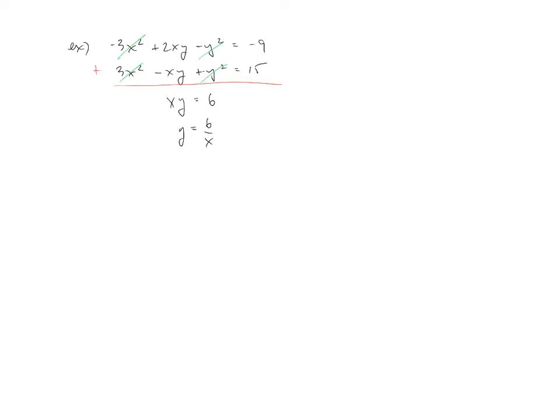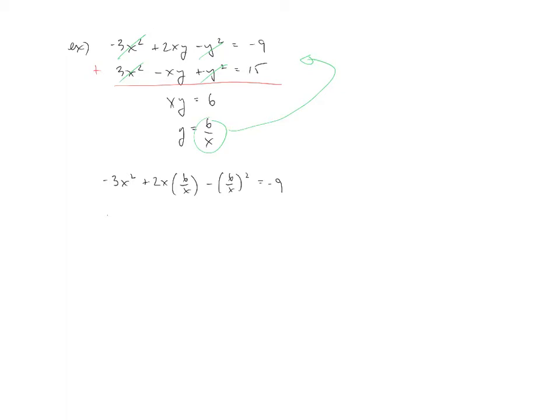Now, once we have y equals 6 over x, I'm going to take this and go back into one of the original equations. It doesn't matter which one, just go into one of them. Every place you see a y, replace it with a 6 over x. So I think I'll go into the top one, which will give me a negative 3x squared plus 2x times 6 over x minus 6 over x squared equals a negative 9.